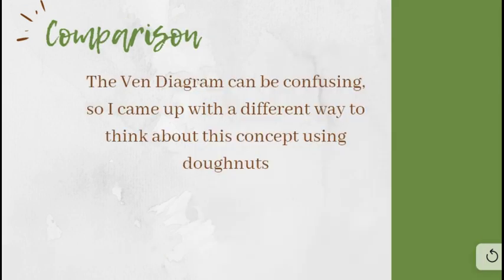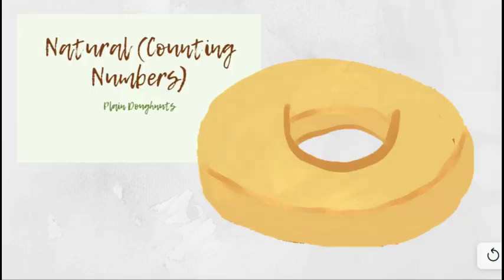So I hopefully came up with a different way to consider this concept. I'm a very visual person, so I thought about considering it using donuts, and I know that sounds really crazy. We're going to go over the vocabulary in reverse order to what we just went over. First of all, we're going to start with our natural numbers. These are kind of our base, like our basic donut, because these are the numbers that we start with, which are like 1, 2, 3, 4, 5.